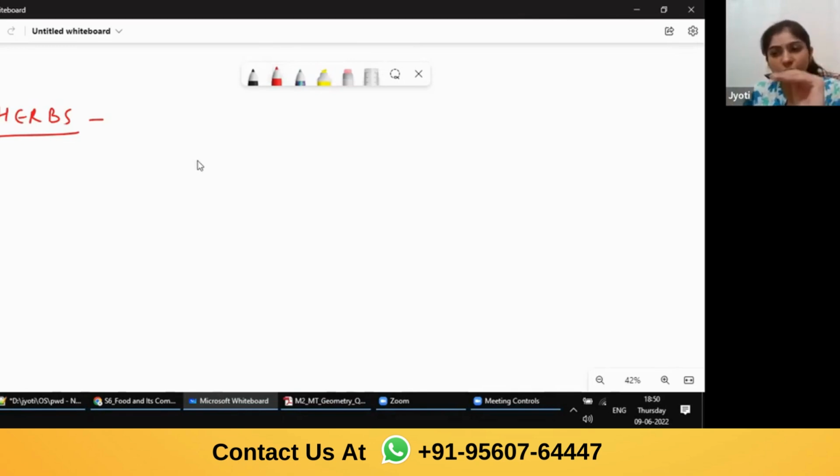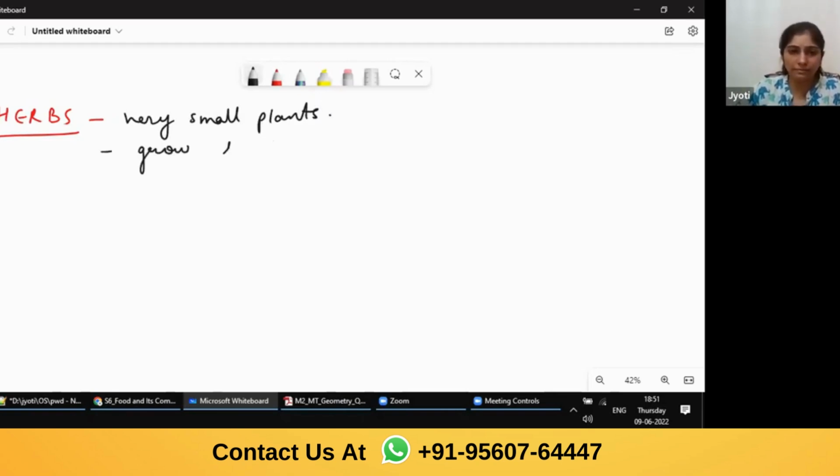So herbs are very small plants and they grow for one season only. Okay, one season. Is that clear? A few months. They grow for a few months and they are very small plants with very small branches, not many branches. So we can say they are very small plants and they grow for a few months only.